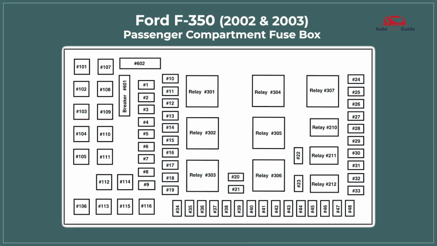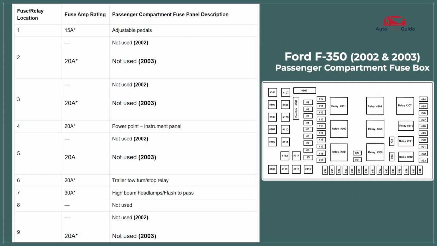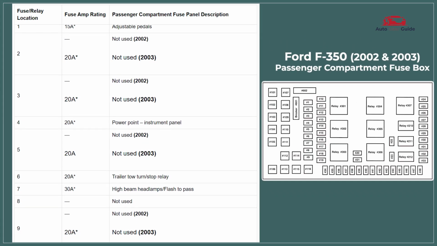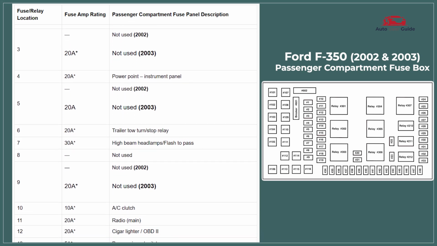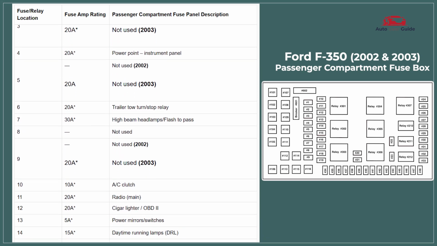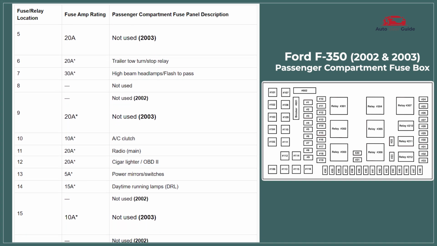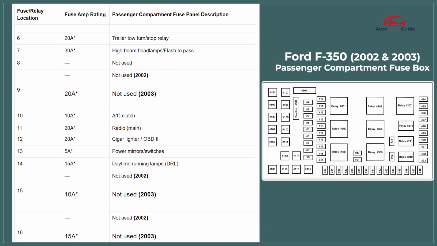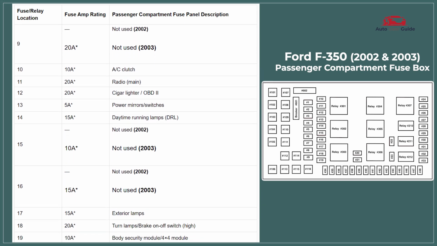The passenger compartment fuse box in the 2002 and 2003 Ford F-350 manages key interior electrical components like the instrument panel, power mirrors, dome lights, and audio systems. It contains an array of fuses and relays for circuit protection. The layout supports quick identification and maintenance. Its design helps safeguard against electrical faults and overloads.